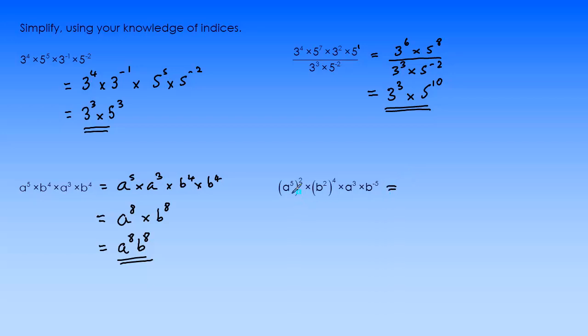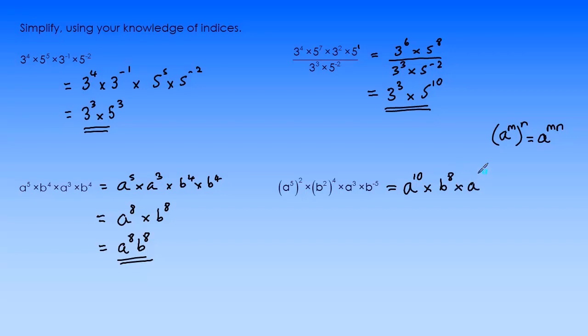Now here we have another index law in play. We know that if we have a to the m and we then raise that to the n, it's a to the m times n. So a to the 5 then squared becomes a to the 5 times 2, which is a to the power 10. With the b here, that's going to be b to the power 8.